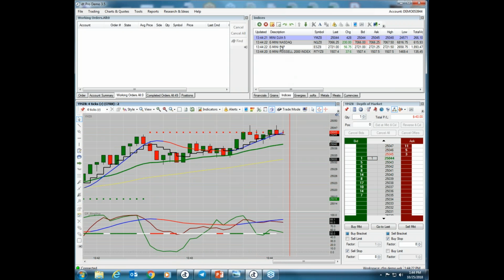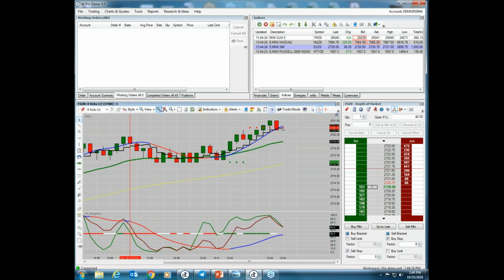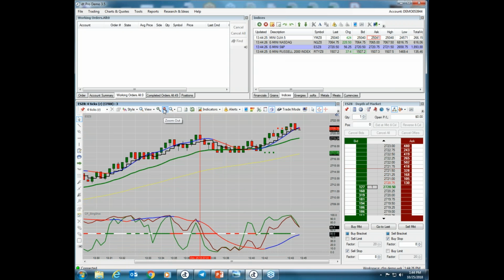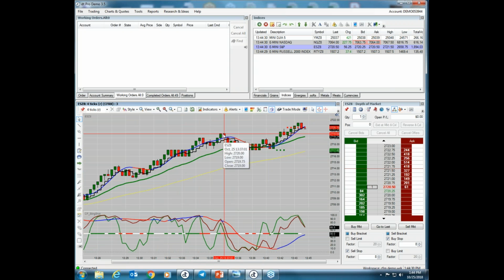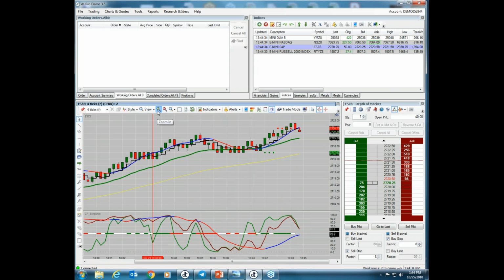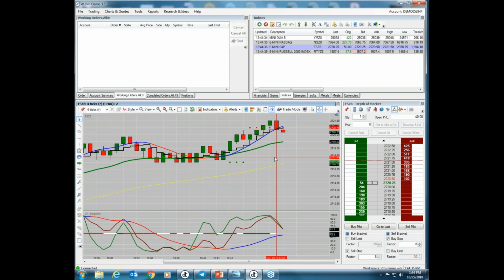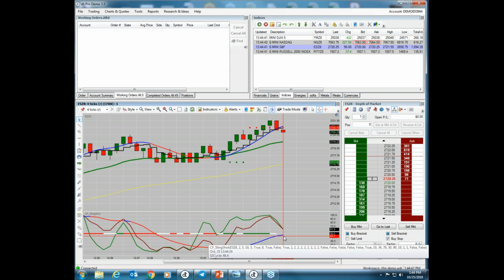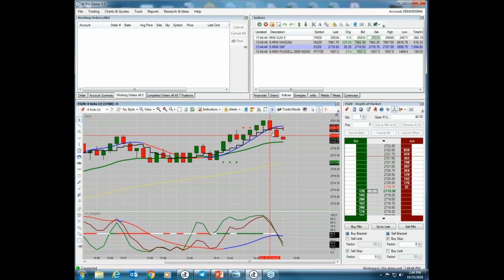It moves so quickly I can't even talk about it. All right, so back to the S&P. We made some higher highs, right? Okay, got some space. See if we can go back to the well again. The cycle is blue. Okay.